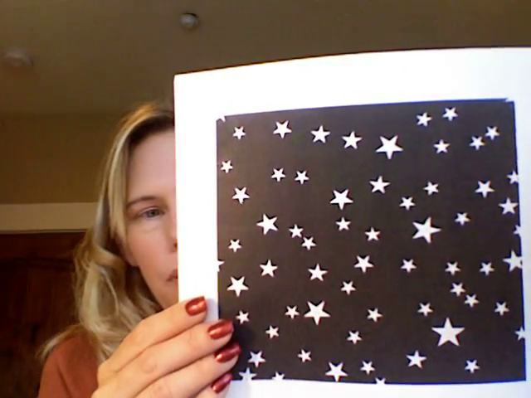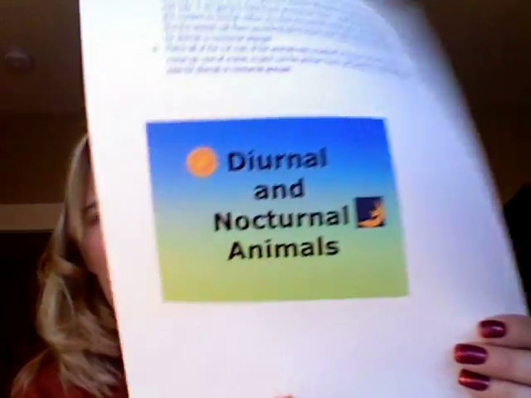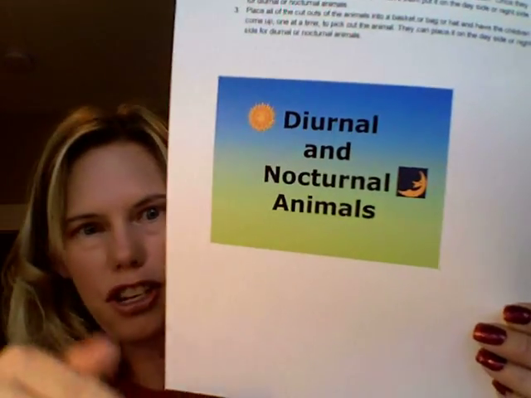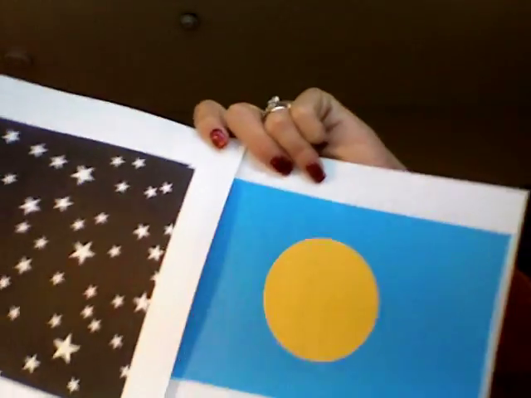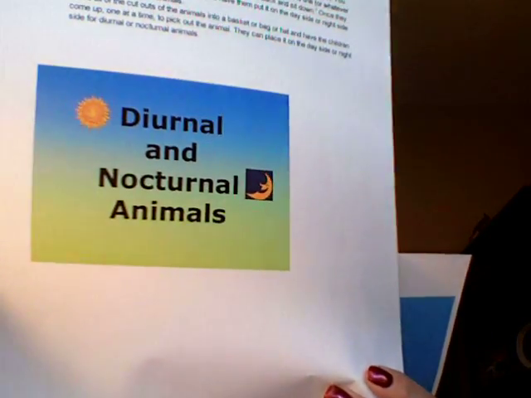So cut out the black paper with the white stars and the blue paper with the yellow sun. Cut those out. And what I do is I put them next to each other. I put them flat on the ground or on a table, put them next to each other. You could even cut this one out and put it right above the two. So you'd have these two side by side, like that. And then you can cut out the piece of paper that says diurnal and nocturnal and put it on the top like that. Okay?